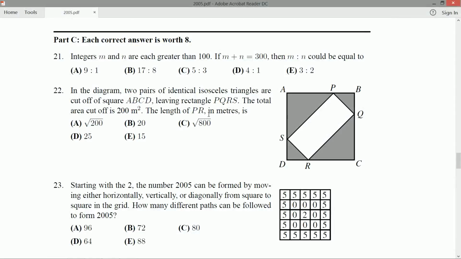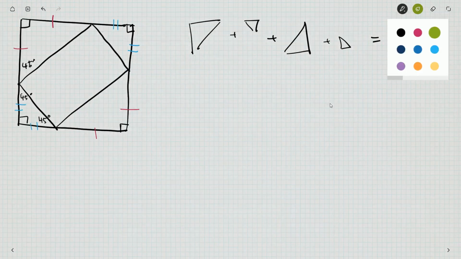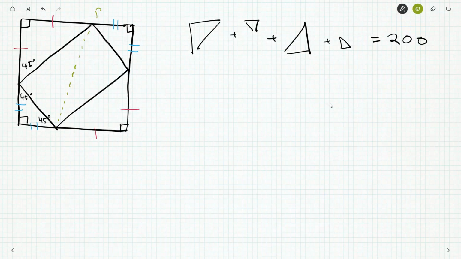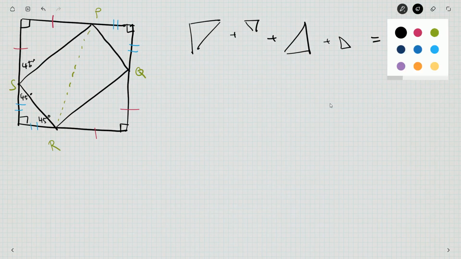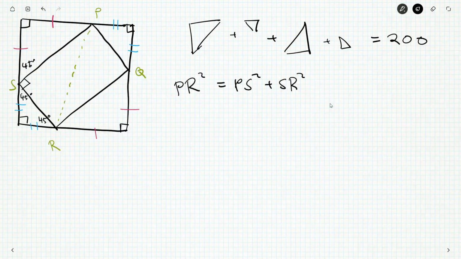The length of PR. Okay, so PR is diagonal here. So let's add that length in. We'll make him green. We'll have P, Q, R, S here. So we want that length right there. And the only other piece of information we had was that we've got a total of 200 taken off. So I noticed, just because I was thinking of all these right angles here with the isosceles triangles, I know we got a right angle here. So by Pythagoras, I know PR squared is PS squared plus SR squared.